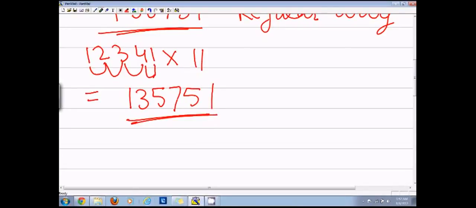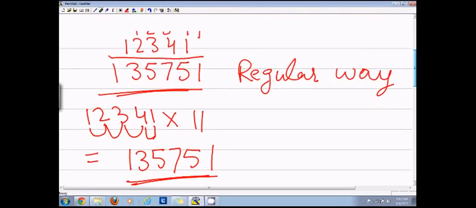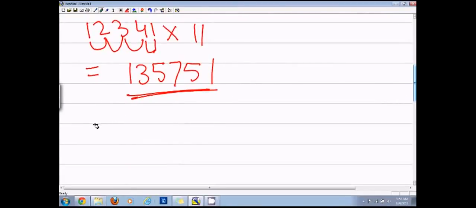So the answer is 135751. This is the answer I had before. In this way we can skip all this writing and go with the problem in a quick way.